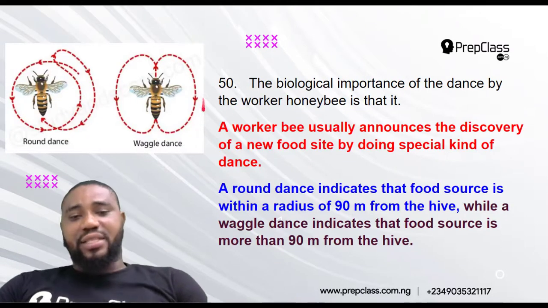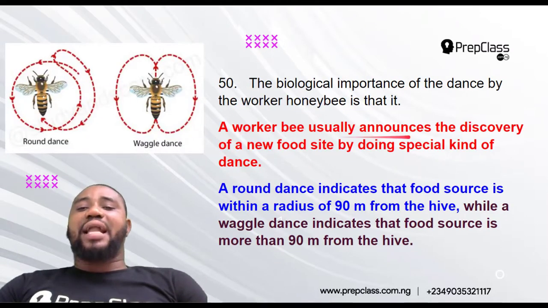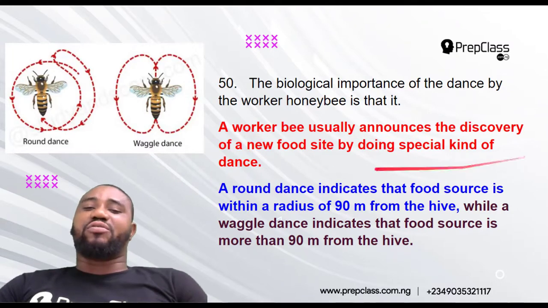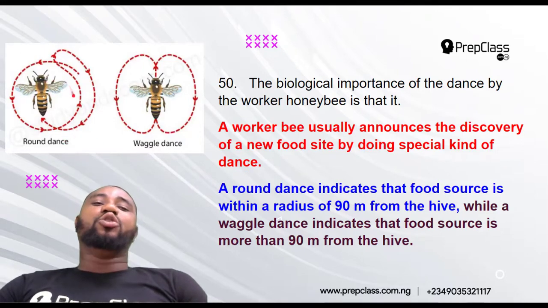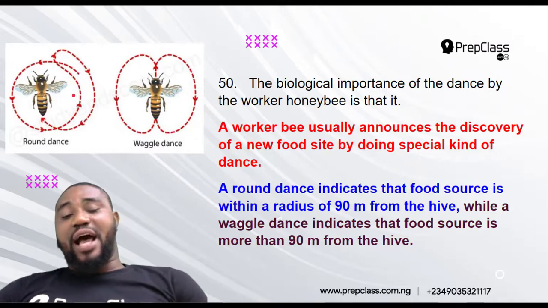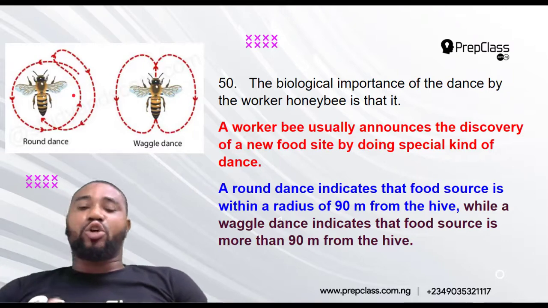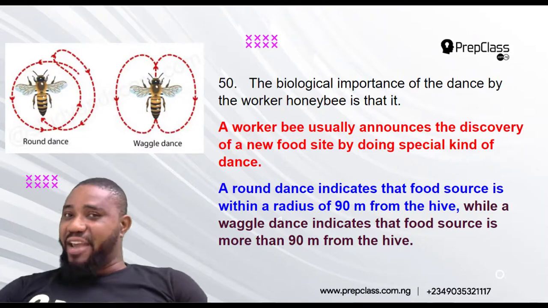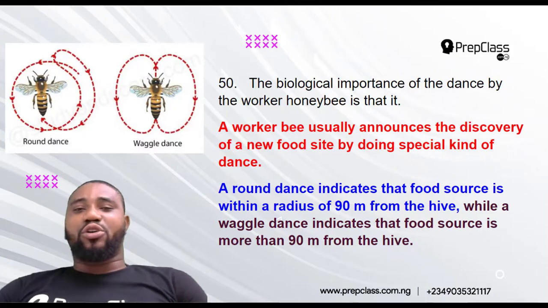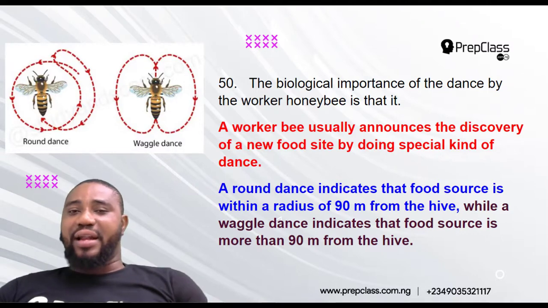Now look here. A worker bee usually announces the discovery of a new food site by doing a special kind of dance. Do you understand? The way the worker bee dances is a sign of communication to other worker bees that this is where food is, and this is how far it is from our house. They stay in the hive. So it gives them the direction and how far that source of food is, maybe flower, nectar, and pollen, from their hive, depending on the kind of dance.